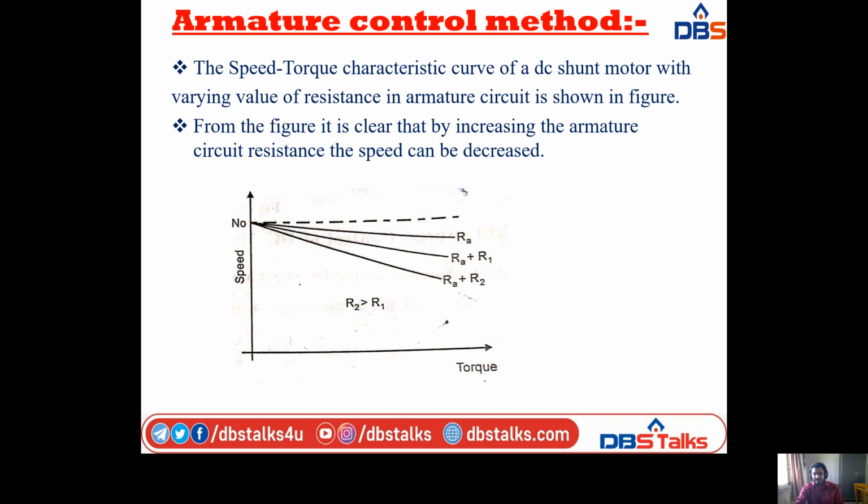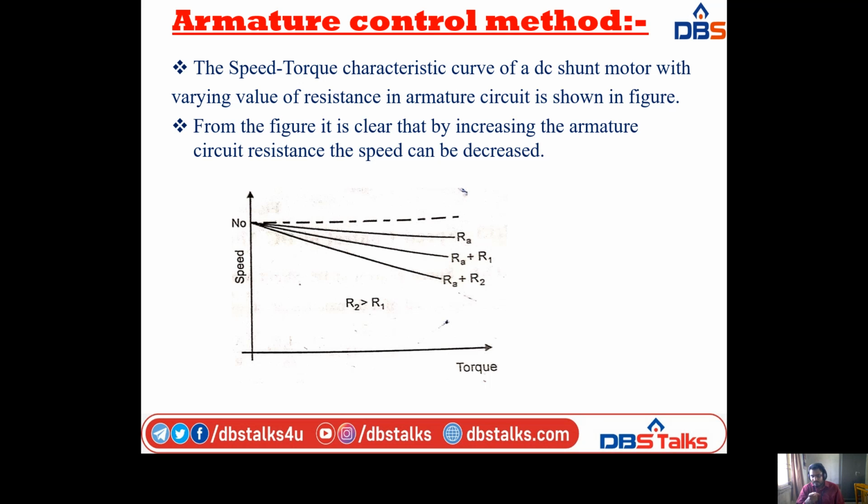Next I am taking the speed torque characteristics for a DC shunt motor with varying values of resistance R in the armature circuit. Here I am taking a characteristic diagram. On the x-axis I am taking the torque value, and on the y-axis the speed value. Between these two parameters I am drawing the speed and torque characteristic for a DC shunt motor. From this diagram it is clear that by increasing the armature circuit resistance Ra, the speed can be decreased.